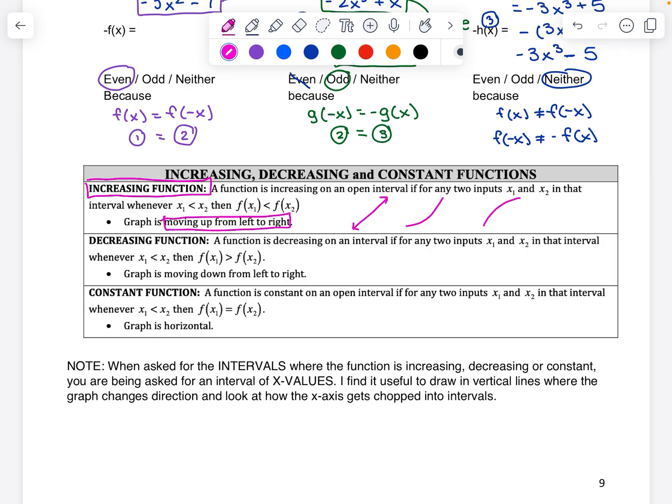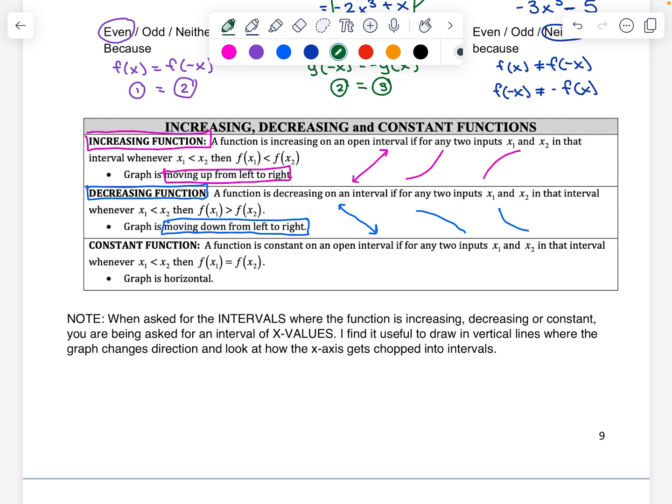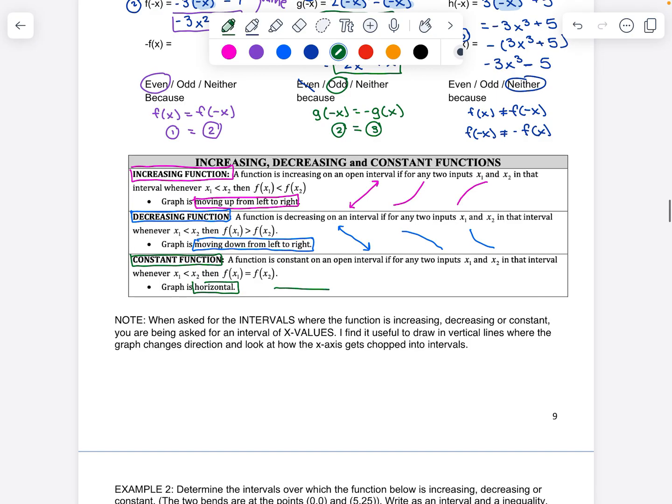We also can have decreasing functions. So if we take a look at a decreasing function, a decreasing function is going to be moving down from left to right. So if you look at just a straight linear equation, it looks like that. But we also can have them with curves. So something like those. And then we also have a constant function. A constant function is going to be when the graph is horizontal. Okay? So only one type for that.